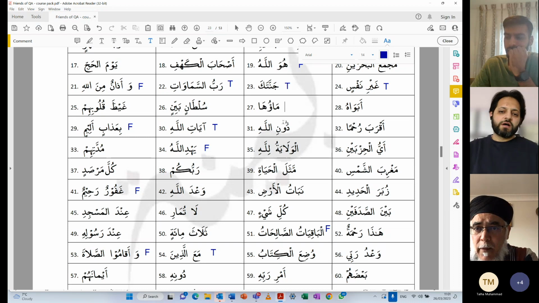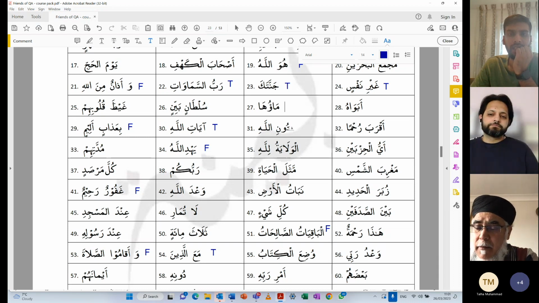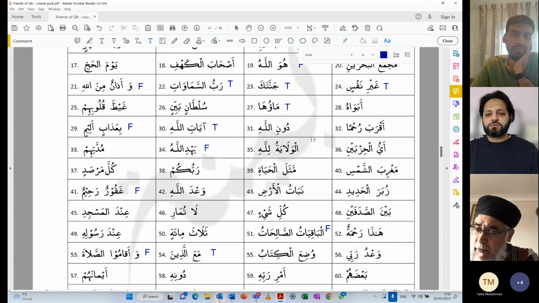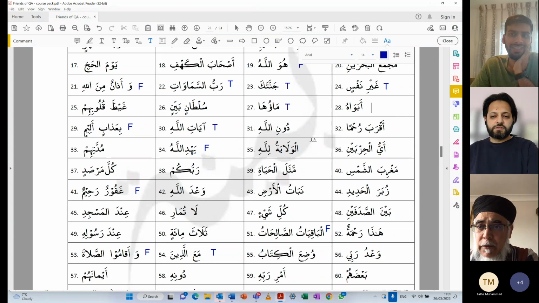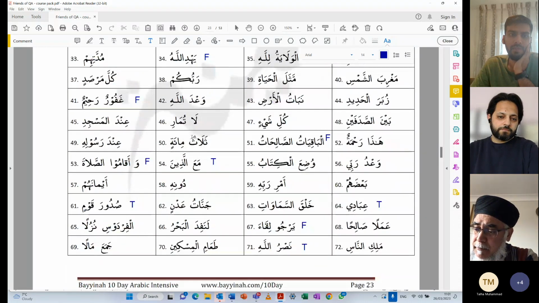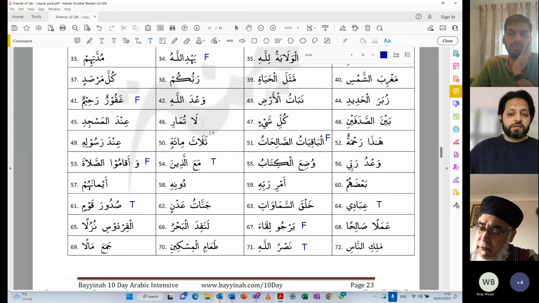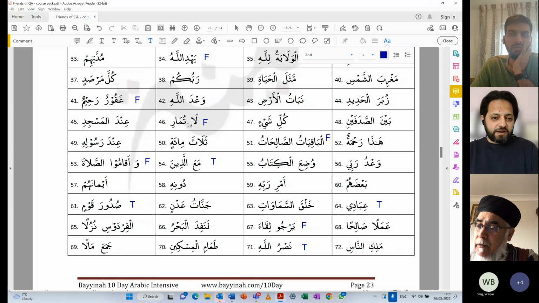Okay. Ma'uha. Attached pronouns, yes, it's true. Attached pronoun of hiya. Correct. Abwahu, same. Attached pronoun. Correct. Okay. La tumari. La is a negation, so it's not an ism. La is a harf, so it can't be a mudaf. Right? False.